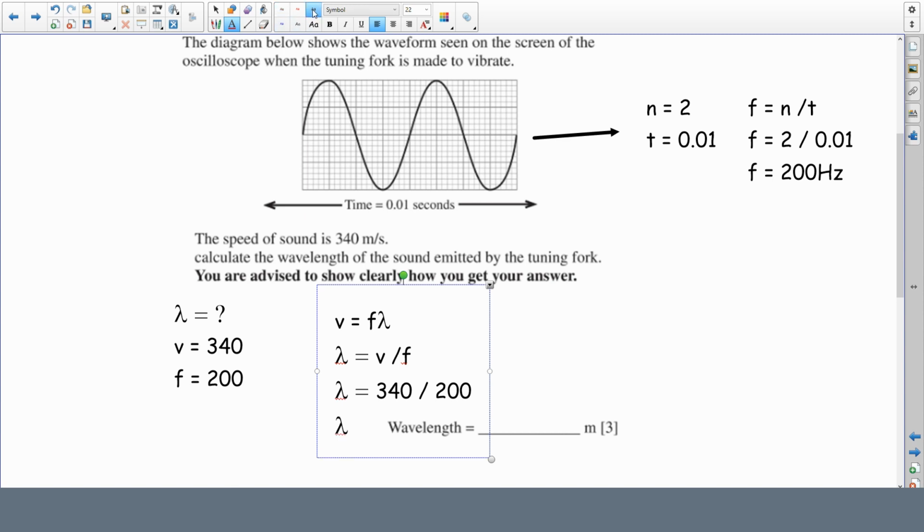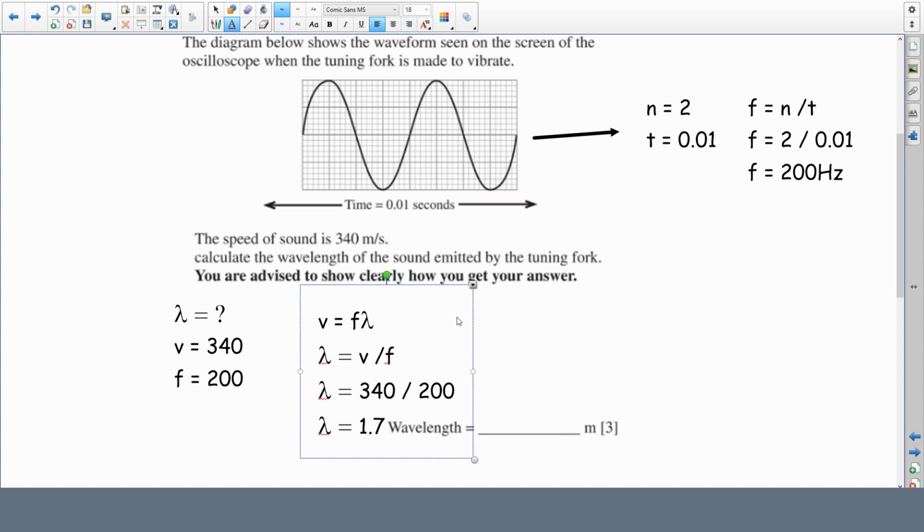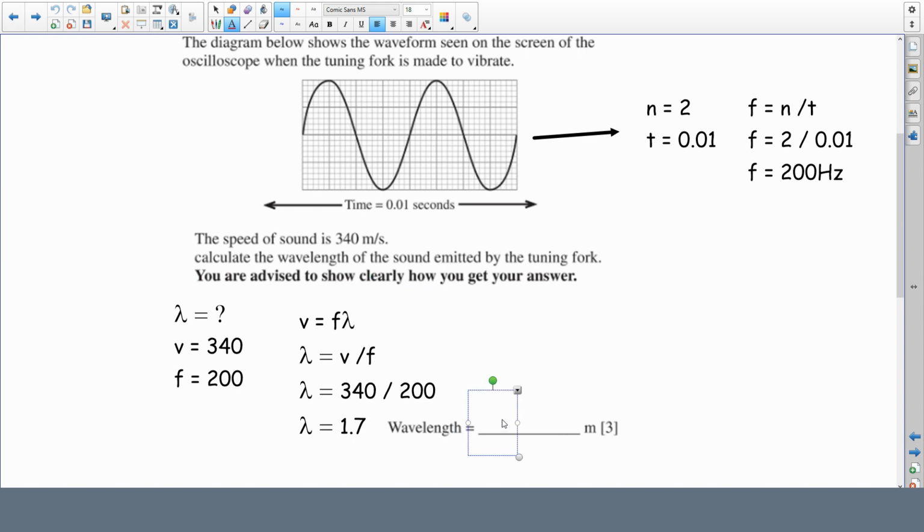So lambda equals 1.7. I've used all the standard units, so that should be in meters. The question gives me the answer in meters, so 1.7. You've got a bit of work to do there for 3 marks, I think, but nothing we couldn't handle. 1.7. Watch out for the 2-step situation. Okay, on we go then.